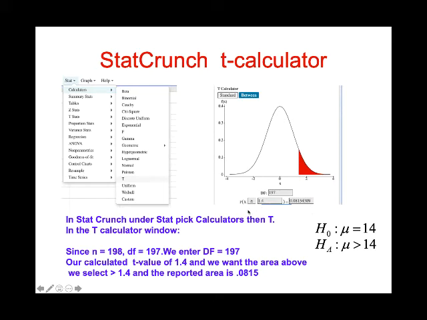We calculated a t-value of 1.4. Our alternative was that they watched more than 14 hours of TV per week. So the reported area above our calculated t of 1.4 is 0.0815. That number is greater than 0.05, so we are going to fail to reject the null hypothesis and claim that there's no evidence in this data that the children watch more than 14 hours of TV per week.